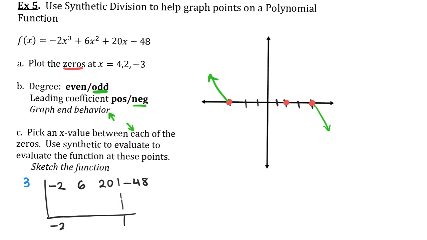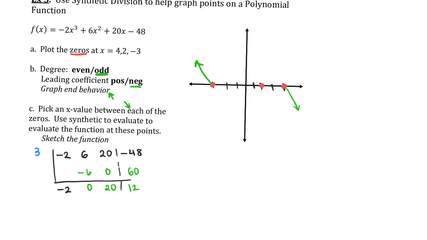Bring down the negative 2. Okay, 3 times negative 2 is negative 6, which is 0. 3 times 0 is 0. 20 plus 0 is 20. 60, what's 60 minus 48? 12? Okay. So at f of 3, I got 12. So on my graph, I'm going to go to 1, 2, 3. 3, 12 is somewhere up here. So it's going to go up.